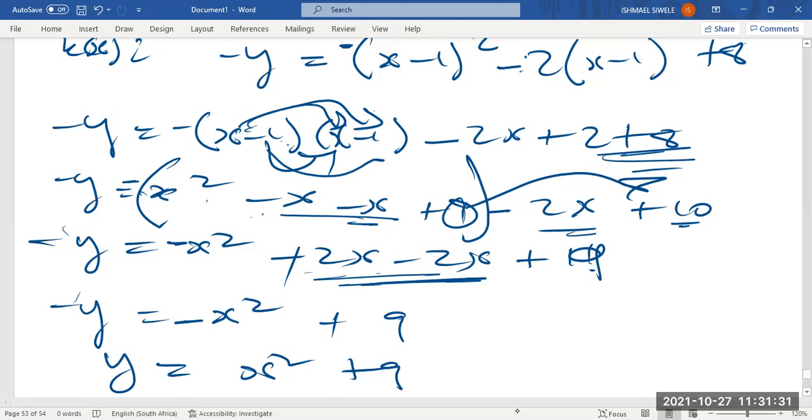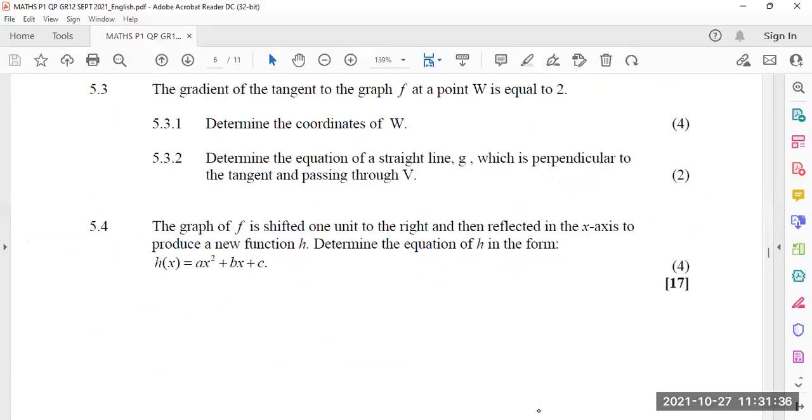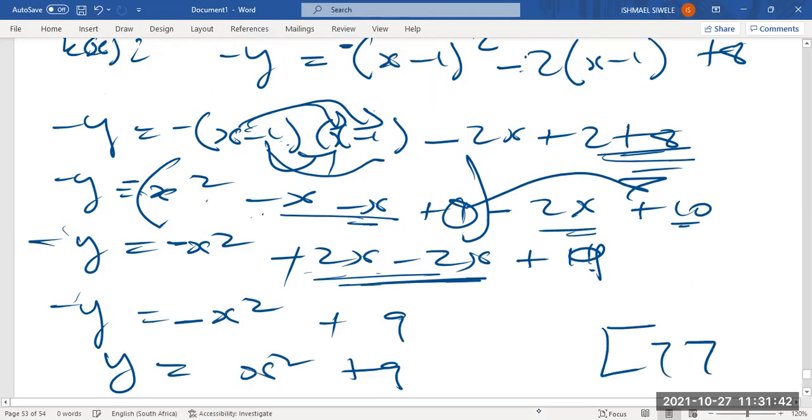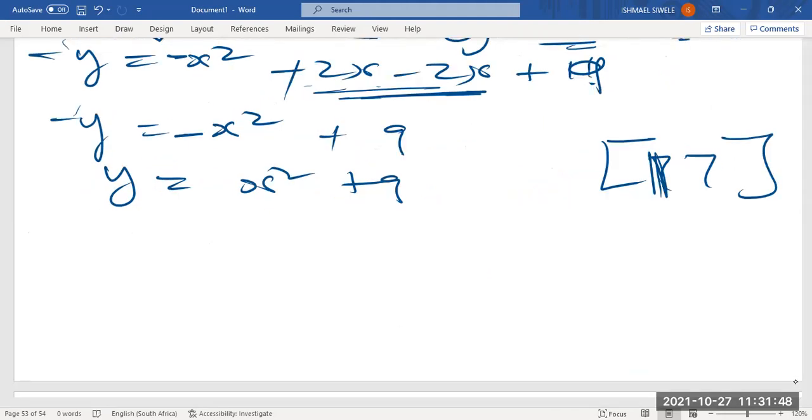And if you have done everything correctly, like what I did, there might be mistakes, and that's learning. You learn from mistakes. So if everything that I've done here is correct, then if I was writing, it should give me a total of 17 marks. So that's how it is. Just focus on correcting marks. So I'll end here for now.